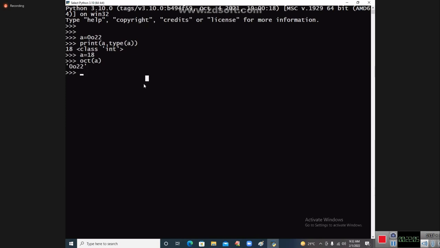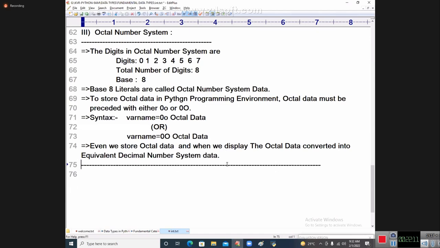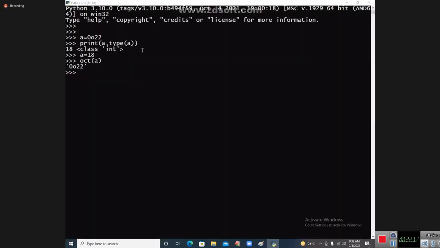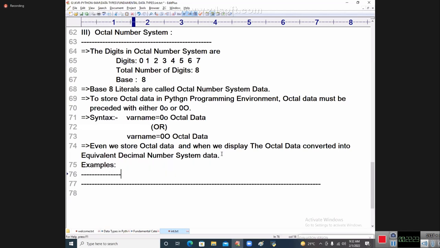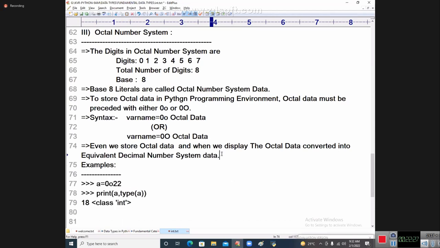So we'll never bother about the microprocessor kind of things. Our field of interest is that when we have octal data, we can happily convert it into decimal number system data automatically. We can convert into other number systems also, no issue. I'm going to explain that discussion now.